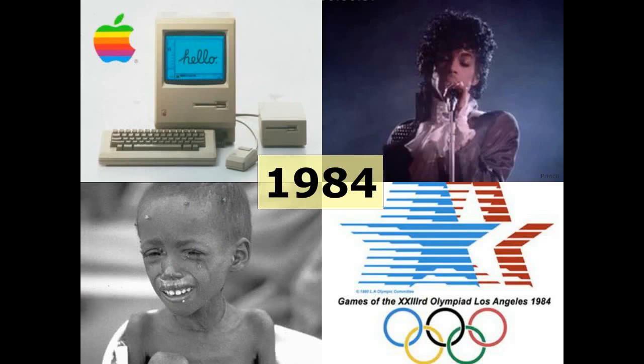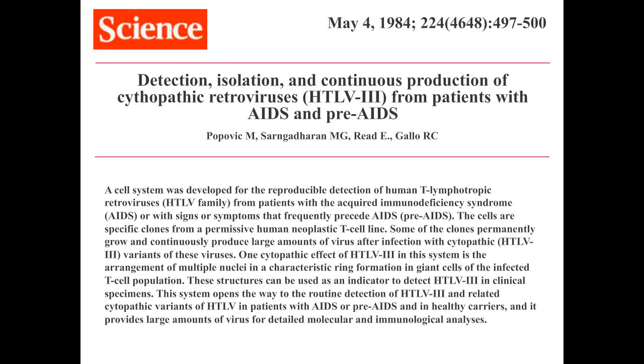1984 was the year when the first Apple Macintosh computer was used with the first graphical interface, the first mouse. It was the year when Purple Rain was the popular song by Prince, the year of the famine in Ethiopia leading to almost 1 million deaths, and this was also the Russian boycott of the Olympic Games in Los Angeles.